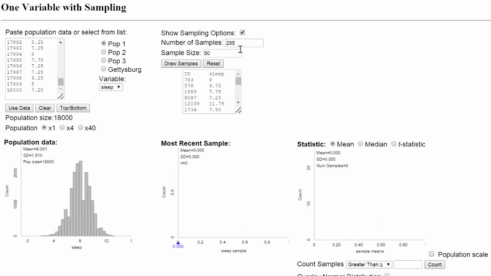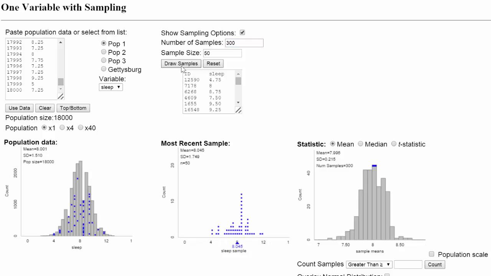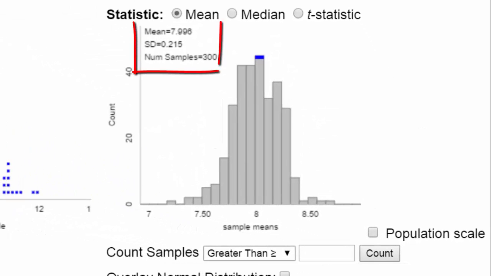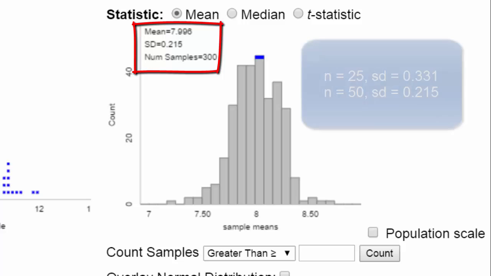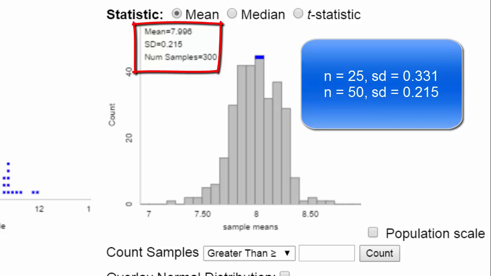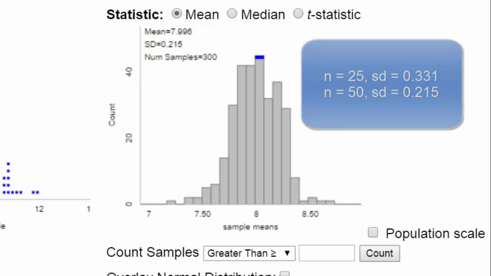Let me reset everything first, and we'll keep our number of samples at 300, and we'll draw the samples. And so we noticed that the mean, again, approximated the population mean of 8.001 very well at 7.996. The standard deviation, though, decreased. We have less variability with a bigger sample size. Something to keep in mind throughout the rest of this course.